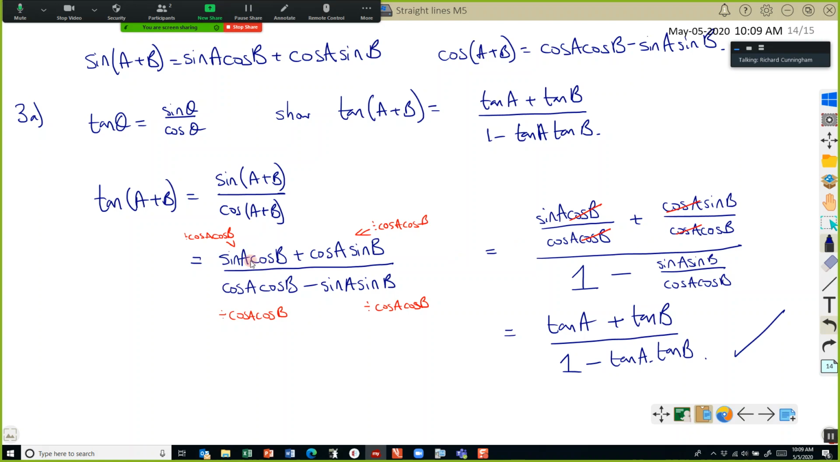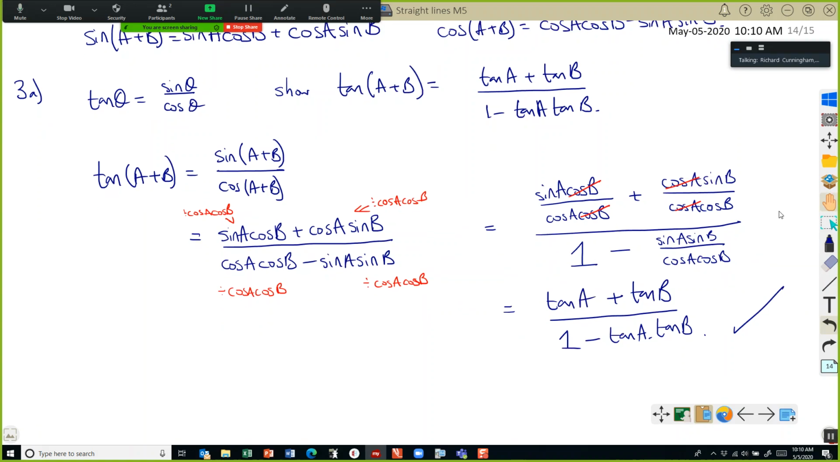It's the kind of noticing, always keep an eye on what you're trying to get to and see if you can spot anything that's going to help. It was realizing that if I divide this by the same thing, I'm going to get 1. And if I divide everything else by it as well, I'm going to end up with a whole pile of tans because I'm dividing by cos. Hopefully that helps. No worries.